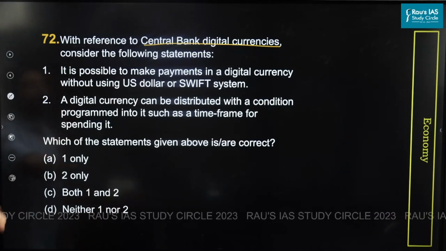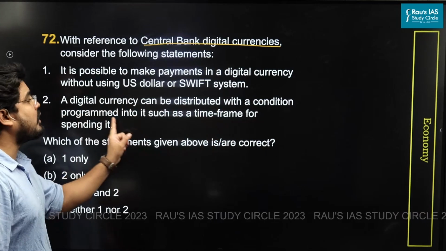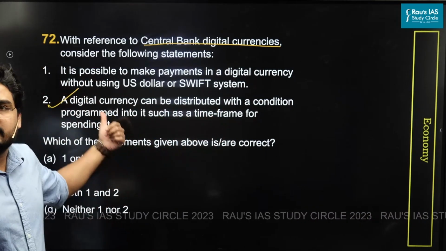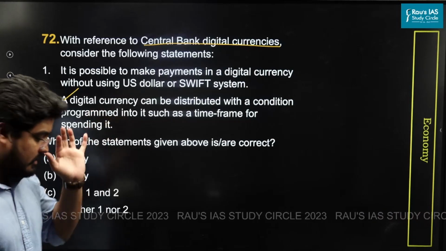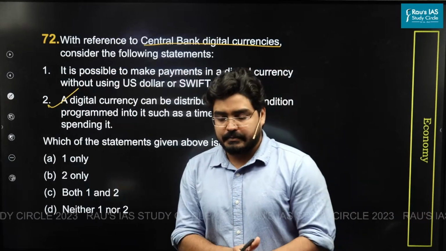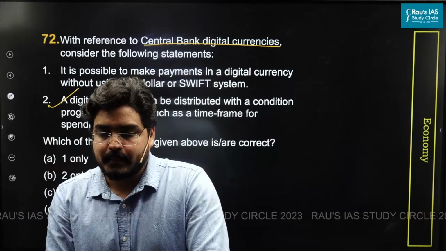Look at the second statement. A digital currency can be distributed with a condition programmed into it, such as a time frame for spending it. The second statement is correct. Let us discuss another advantage of CBDC. This is with respect to cross-border transactions.